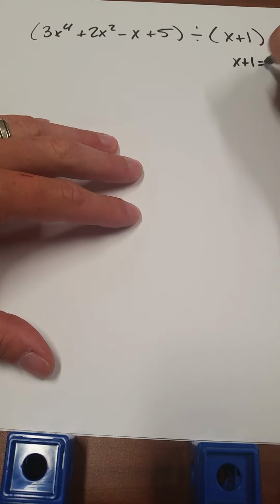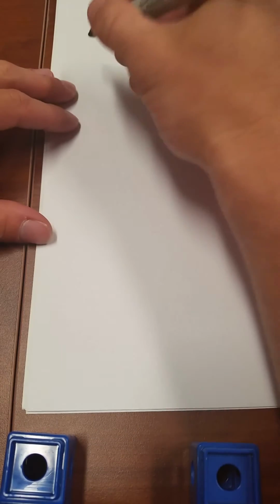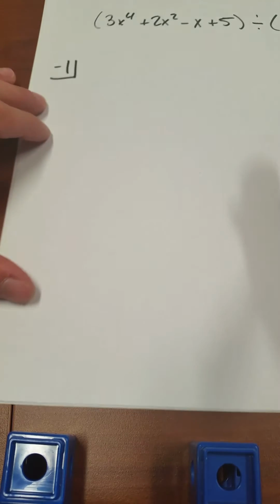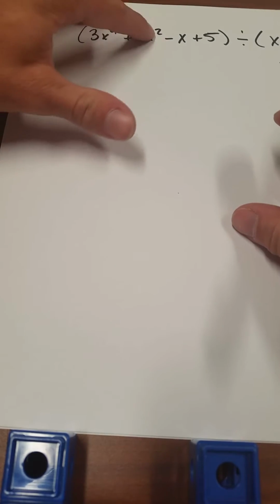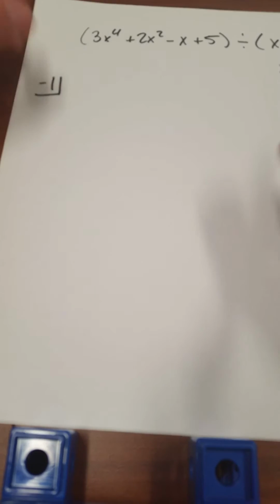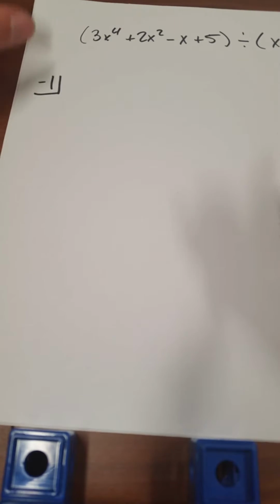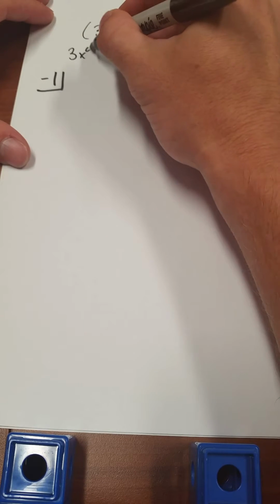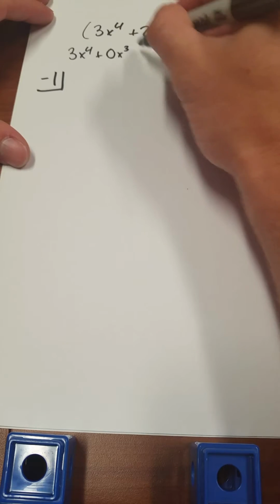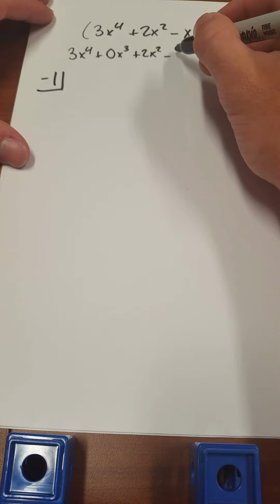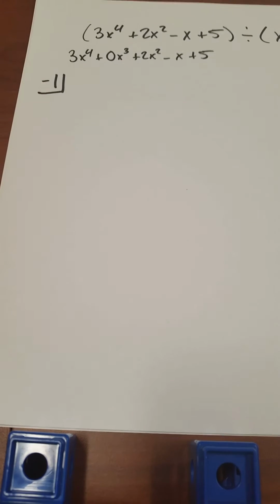All right, so there's our new problem. First step, x plus 1 equals 0. Solve. x equals -1. Take -1, stick it in the box. Check for missing terms. There's a problem. The x to the third term is missing. So I'm going to rewrite this as 3x to the fourth, 0x to the third, 2x squared, -x, and plus 5. I rewrote the problem, making sure I inserted the 0 for the missing term.